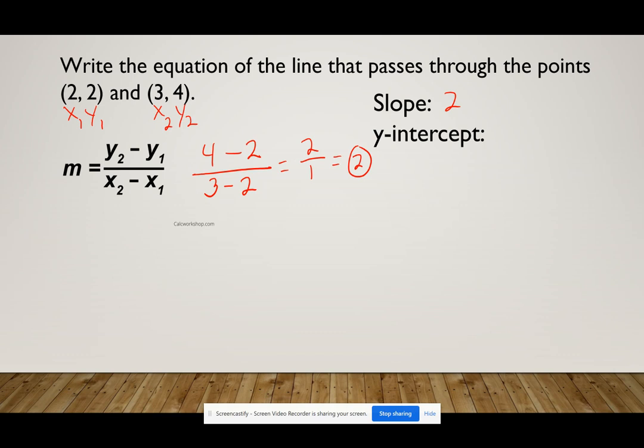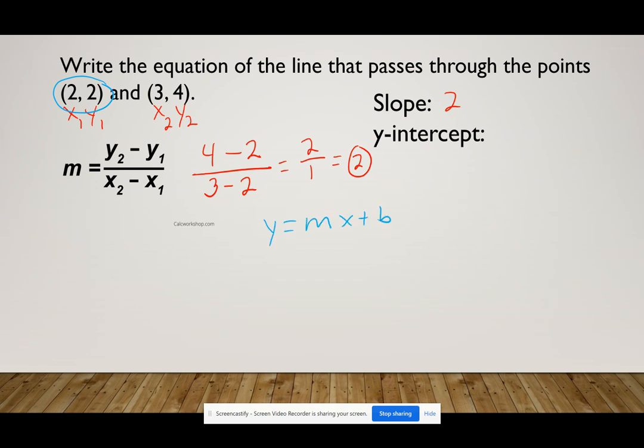So my slope number is going to be 2. Now to figure out the y-intercept, I get to pick one of my 2 points. It does not matter which one you choose. I'm going to choose (2, 2). And what we're going to do is substitute all the information we know into y equals mx plus b.